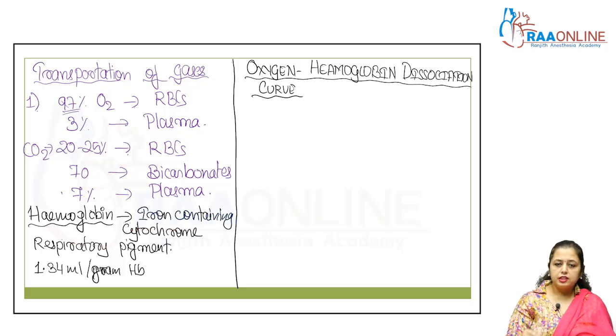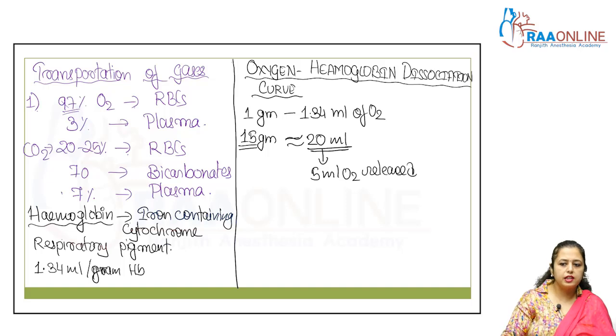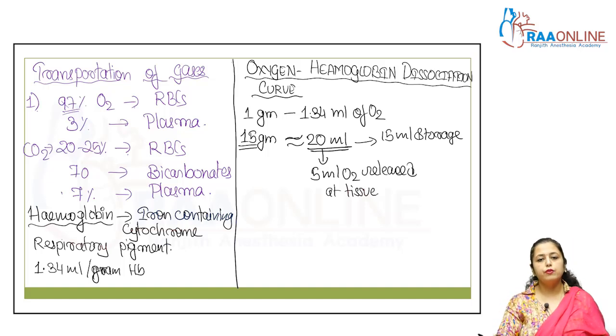If all the conditions are normal, see here, 1 gram of hemoglobin can carry 1.34 ml of oxygen, and on average there are 15 grams of hemoglobin per 100 ml of blood. So the amount of oxygen carried by 15 grams of hemoglobin is approximately 20 ml. Of that 20 ml, 5 ml of oxygen is released at the level of tissue, and the rest, 15 ml, is stored in the muscles for strenuous exercises.